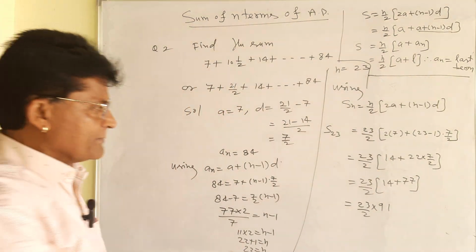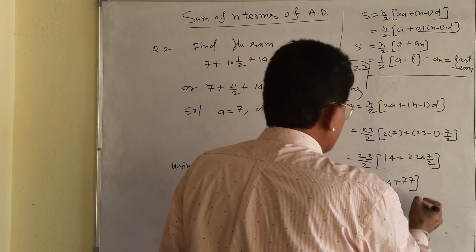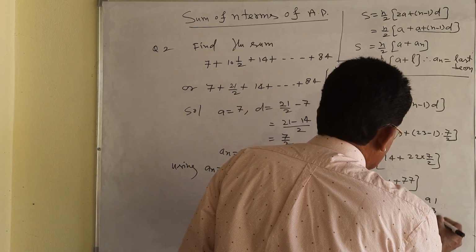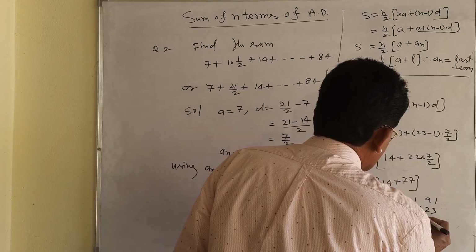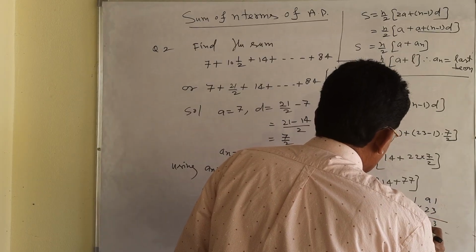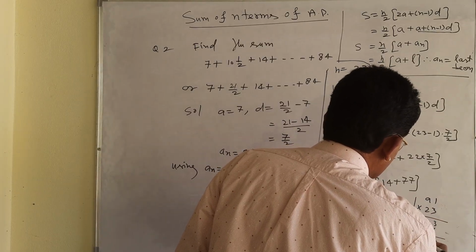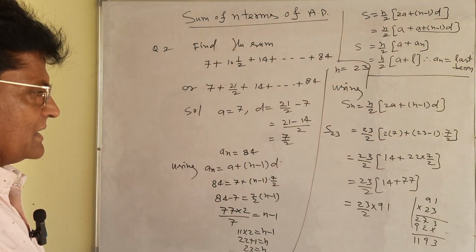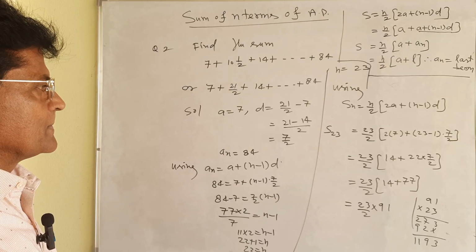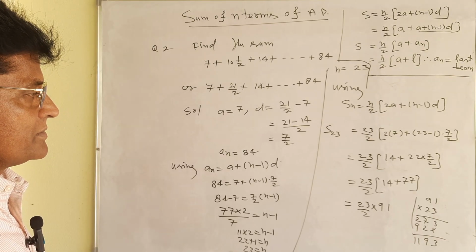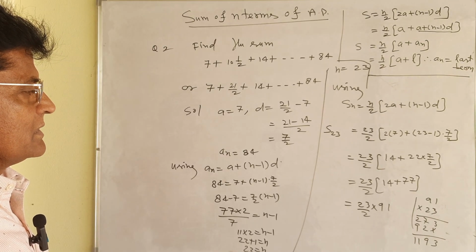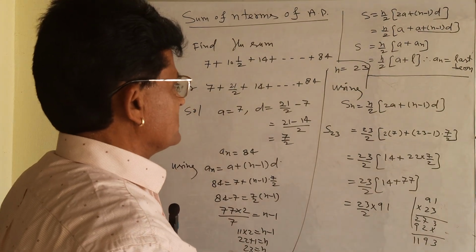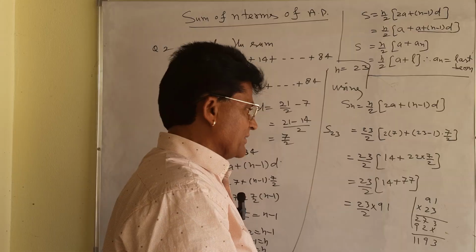You can multiply 91 multiplied by 23. 3 times 1 is 3, 3 times 9 is 27, and so on. You can do it like that, and you may get the value of it. I think you will get the value of it.